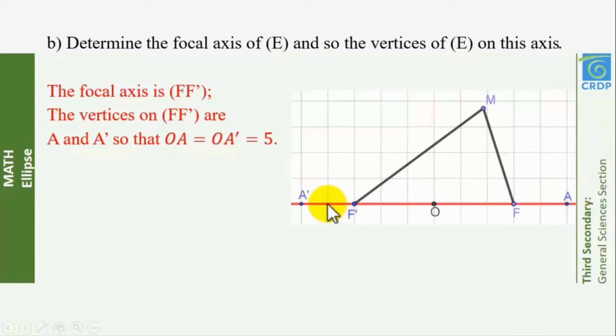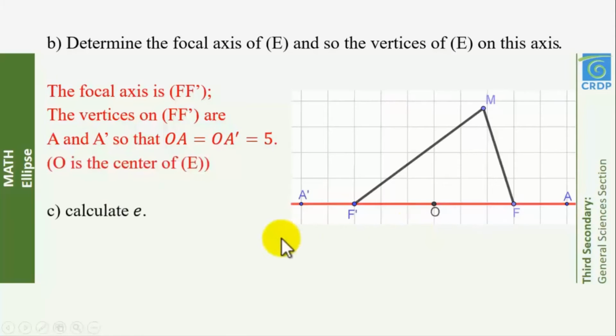An ellipse has 4 vertices, 2 of them on the focal axis and the others on the non-focal axis. The vertices on FF prime are A and A prime, so that OA equal OA prime equal small a equal 5. O is the center of E. Calculate E, the eccentricity. E equal c over a equal OF over OA equal 3 over 5, and it's less than 1.